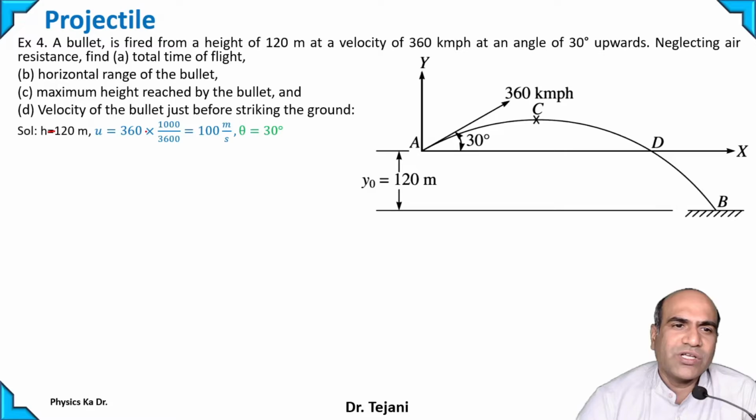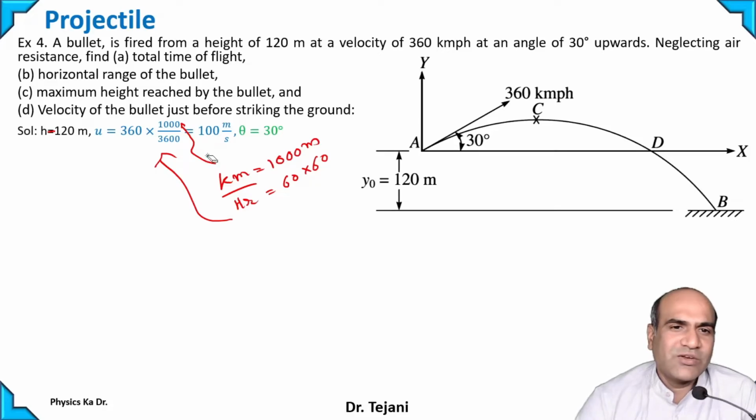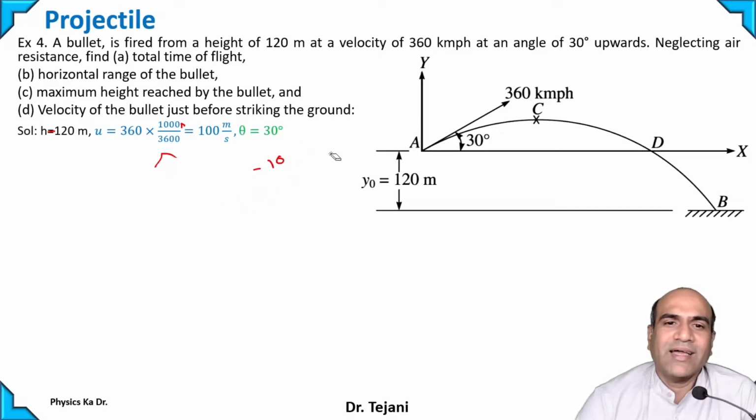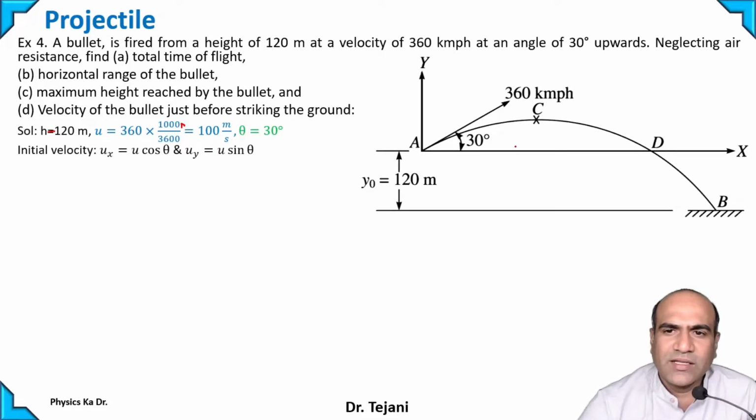U is initial, so 360 kilometer per hour. 1 kilometer is equal to 1000 meters, so you just multiply by 1000 on the top, and the denominator is given in hours. So 1 hour is equal to 60 minutes, and 1 minute is equal to 60 seconds, so it becomes 3600. Divide this by 3600, and you get 100 meter per second, and theta is given as 30. Now what next? We have horizontal component ux, which is equal to u cos theta, and another component uy.